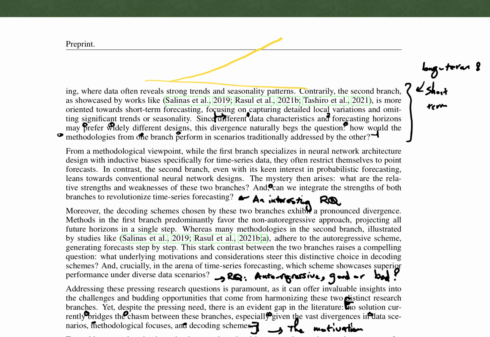The other question has to do with the decoding scheme. When is autoregressive decoding better than the non-autoregressive decoding?